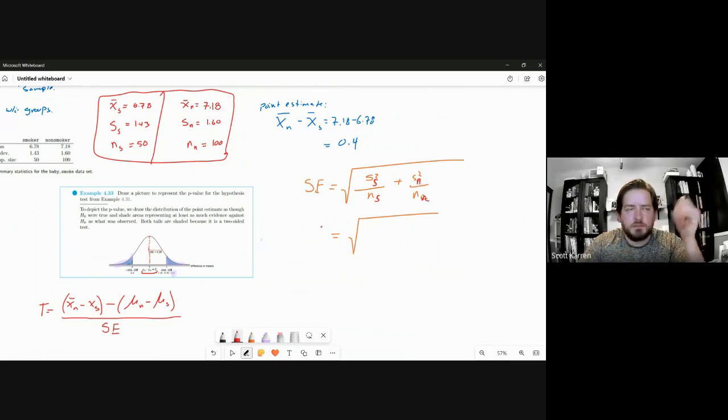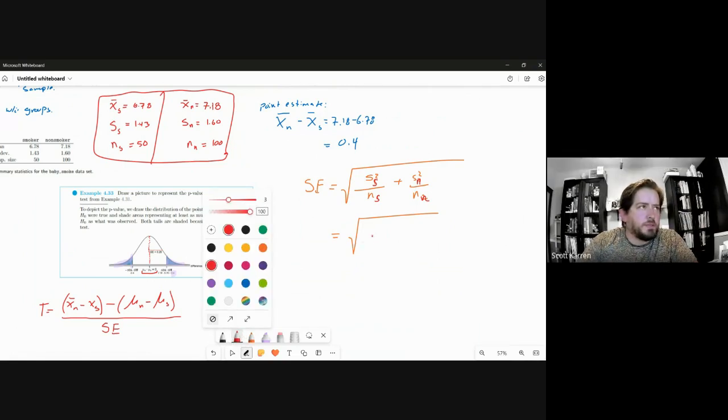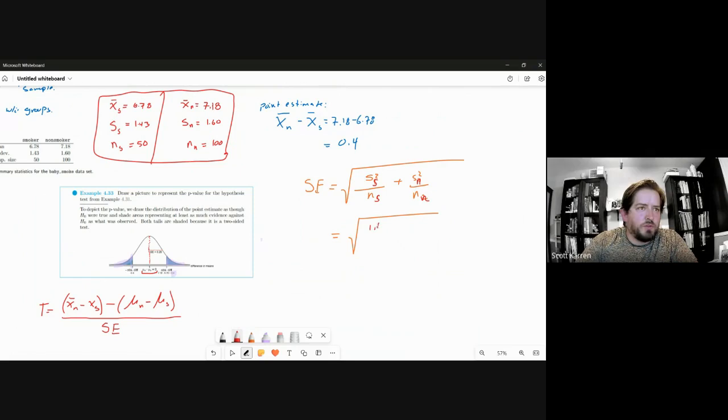Right? s_s squared, s_n squared, those values. And s_s is 1.43. Square it over n_s, which is 50. Plus s_n is 1.60. Square it over 100. And that ends up being, rounded to 2 decimal places, 0.26.